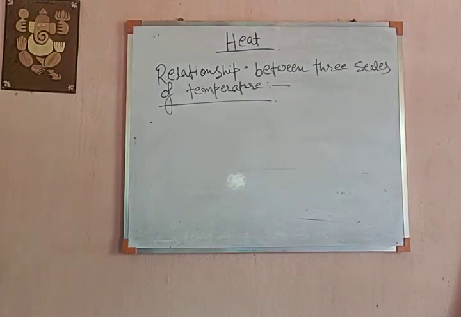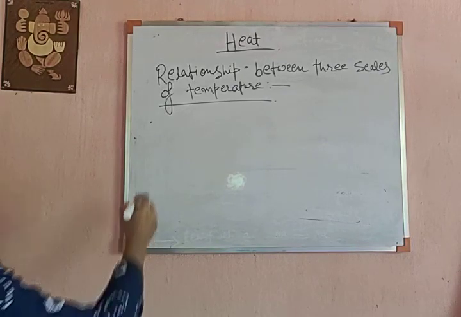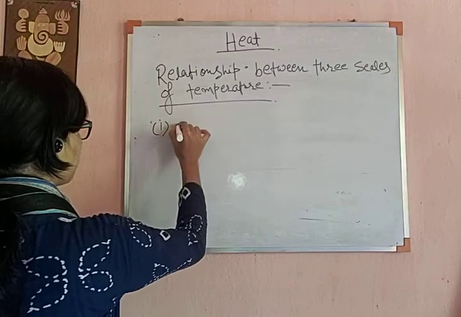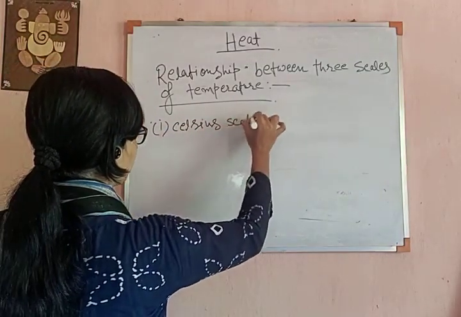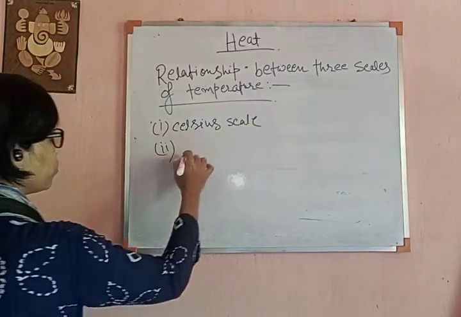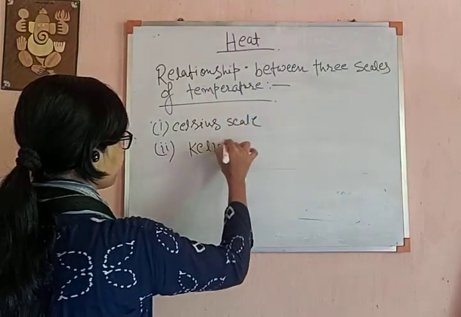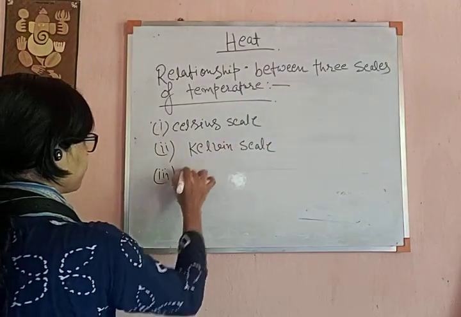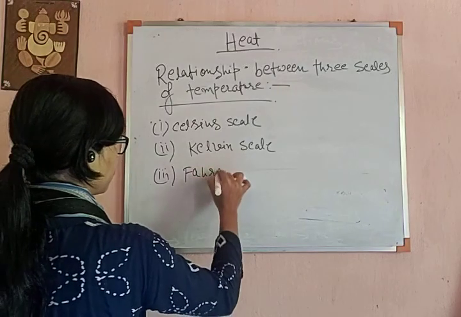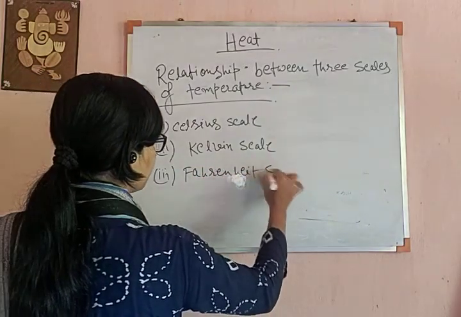At first we will discuss the relationship between three scales of temperature. You know that there are three scales of temperature. First one is Celsius scale, second one is Kelvin scale and third one is Fahrenheit scale.